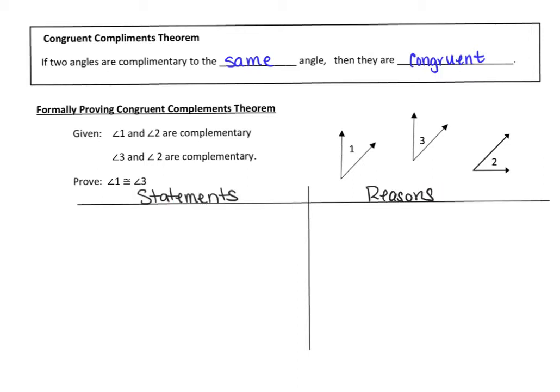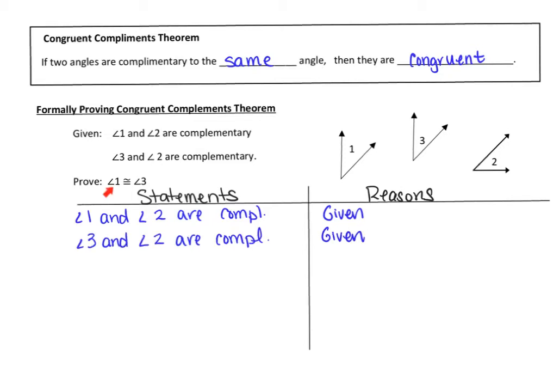And next, we want to make sure we write down our given information. So angle 1 and angle 2 are complementary. So this angle is complementary to that angle. Next, we write our second given statement. Angle 3 and angle 2 are complementary, with your reason as given. And we're trying to prove angle 1 and 3 are congruent, which will be my very last statement and reason.